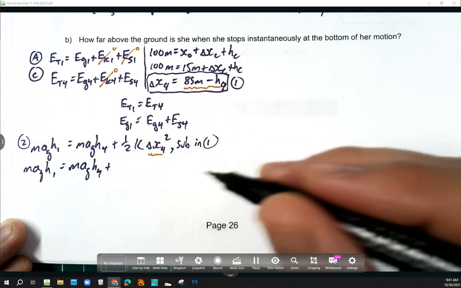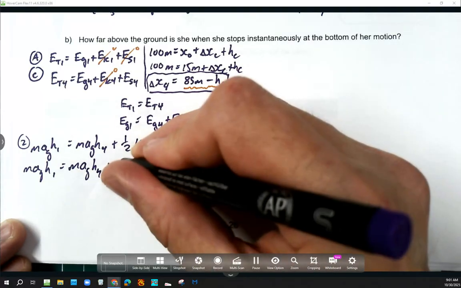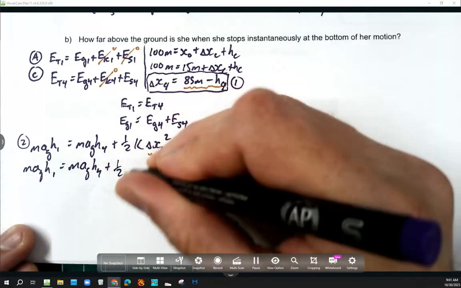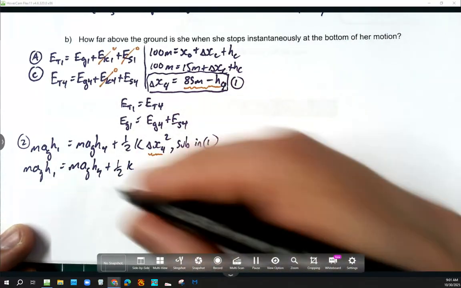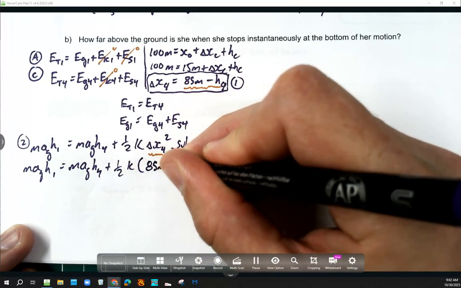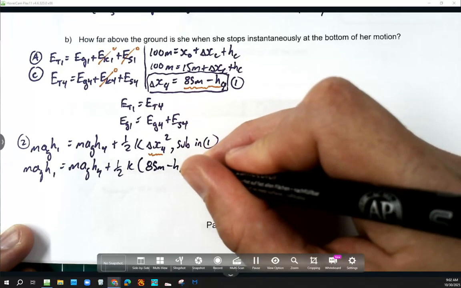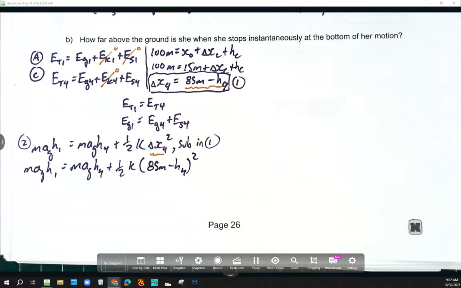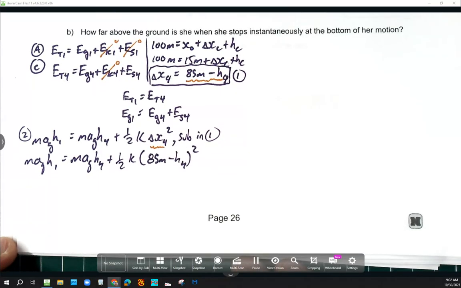The only thing that I won't know in this whole equation is H4, and that's kind of nice. 1/2 K times, instead of delta X4, I'm going to write the brackets, 85 meters, I'll just leave that meters in there, minus H4 squared. Unfortunately, those of us that are really into recognizing what happens with binomials, when you square them, they turn into what dreaded thing? It rhymes with dadratic. Not quite. Quadratic, yeah. Okay, so it's going to expand out.